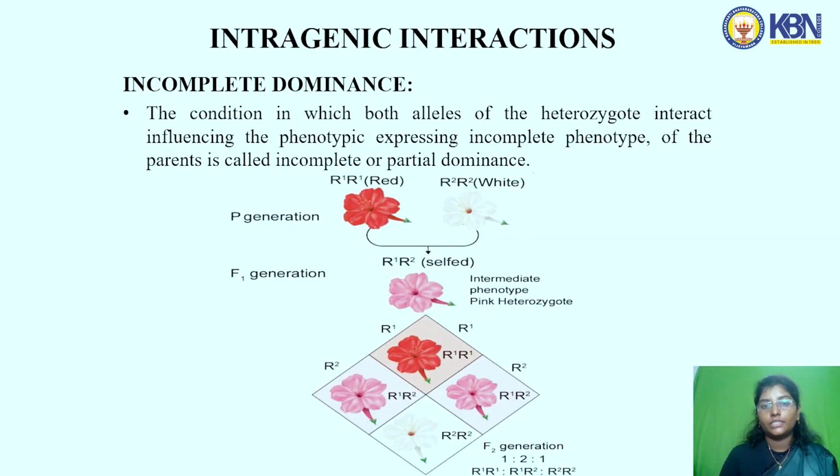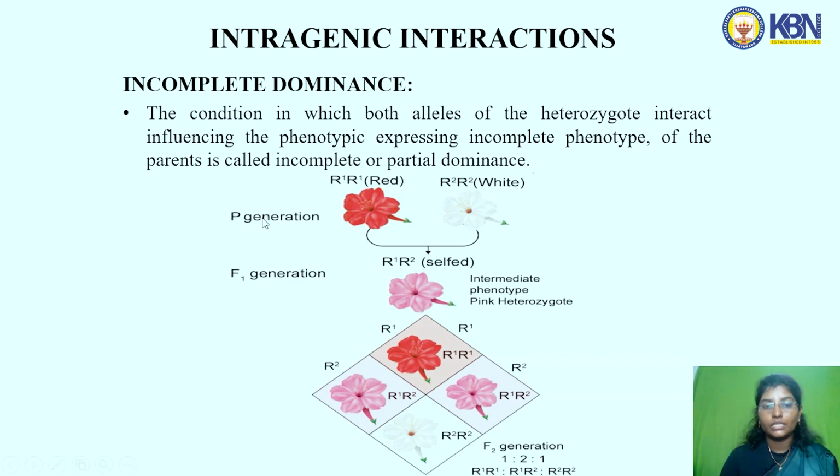Next, intragenic interactions. In intragenic interaction we can observe incomplete dominance, codominance and lethal genes. First, incomplete dominance, the condition in which both alleles of the heterozygote interact, influencing the phenotypic expression. Intermediate phenotype of the parents is called incomplete or partial dominance.